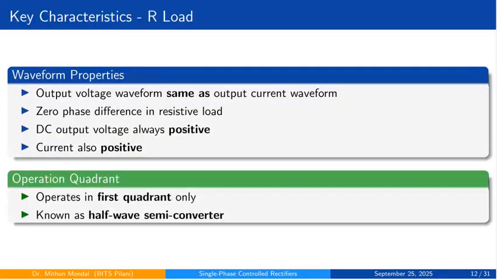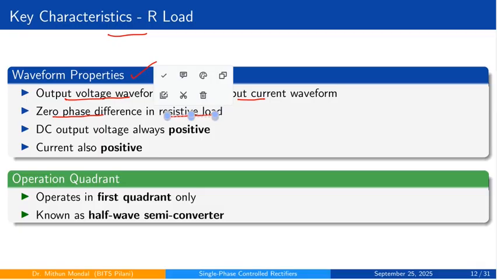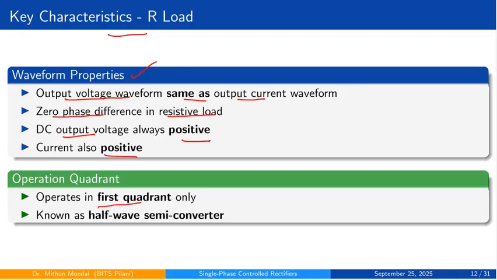Now, if we talk about the key characteristics of this resistive load, the waveform properties: the average output voltage waveform will be the same as the output current waveform, and there will be zero phase difference because the load is resistive in nature. So the DC output voltage will always be positive and the current will always be positive. This type of thyristor operation for a half controlled converter is in the first quadrant only, and it is known as the half wave semi converter. So this is basically a semi converter with half wave operation.